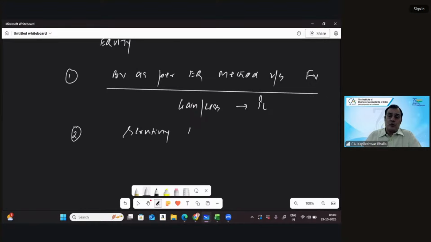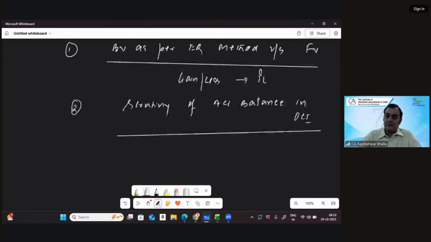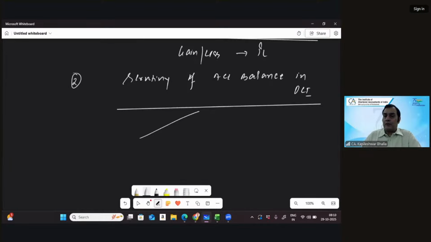You need to make a scrutiny of the accumulated balance in OCI, the OCI accumulated balance in other comprehensive income. That is agenda number two. And in this particular case, once you make a scrutiny, you get the inputs. Either it is a case of OCI R, or it is a case of OCI NR.